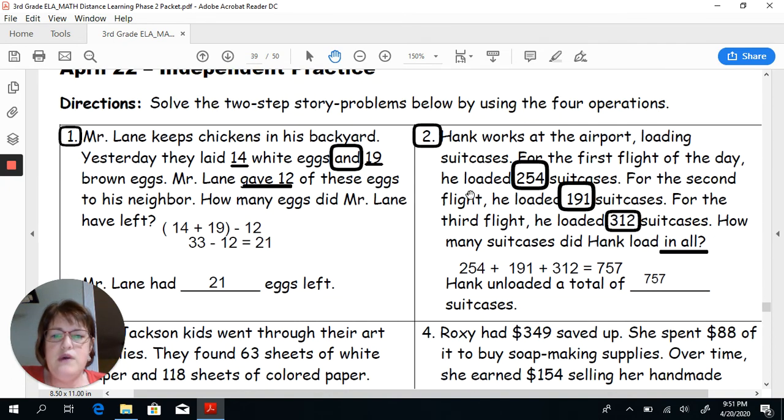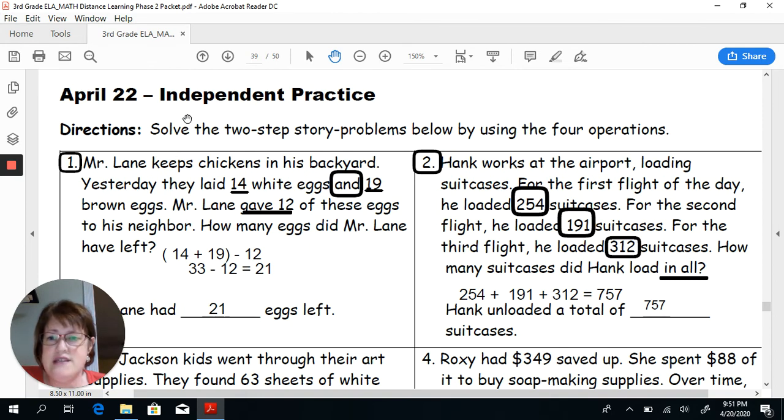All right, boys and girls. So it takes me a few minutes with this program to type out the answers. So I went ahead and I filled in the answers to some of these that you have in your packet. So this is for April 22nd. I did a couple of these for you to get you started.